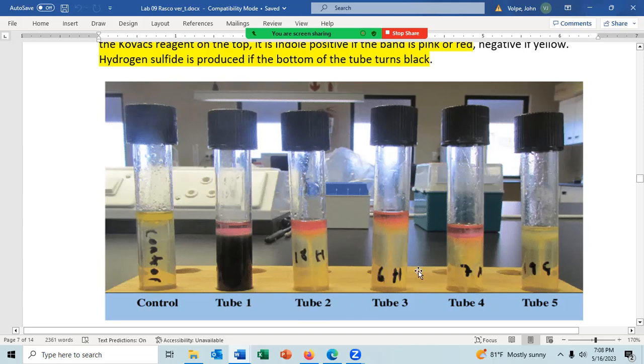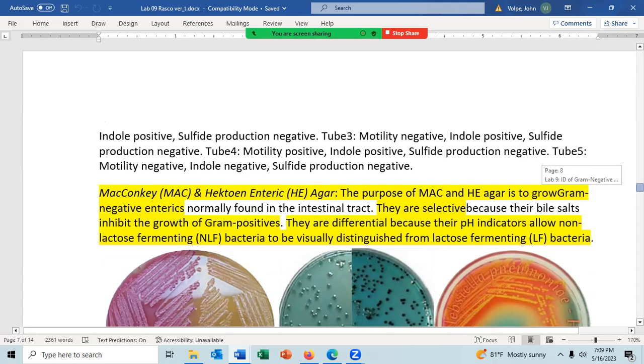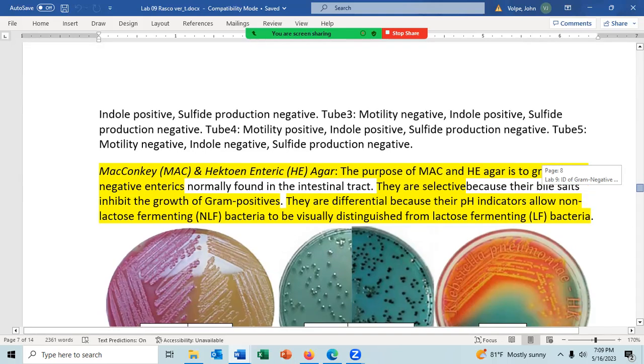And the third test is if the tube turns black, you have hydrogen sulfide being produced. So tube 1 has hydrogen sulfide being produced. Tube 2, 3, 4, 5, and the control do not. All right, any question about the SIM test?